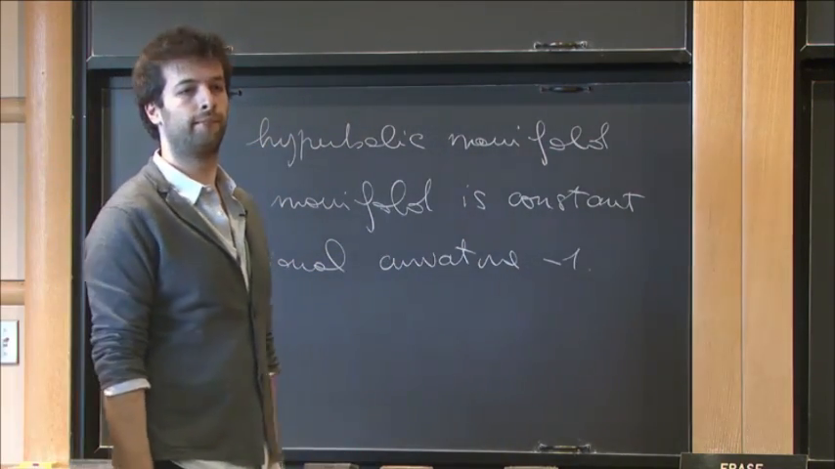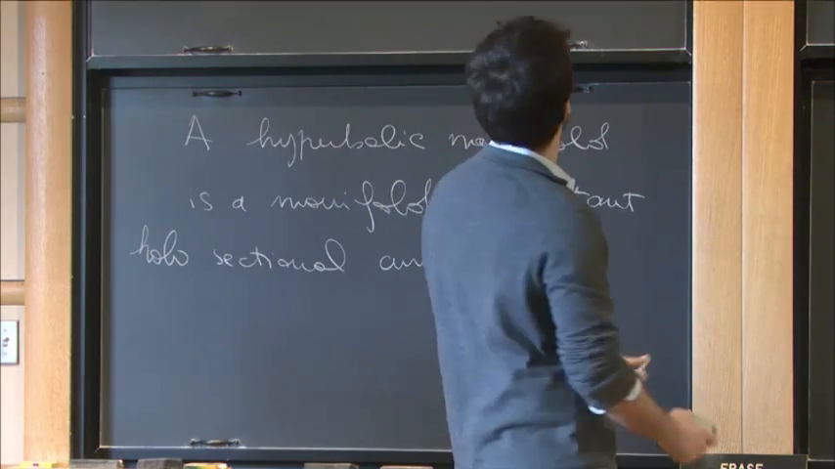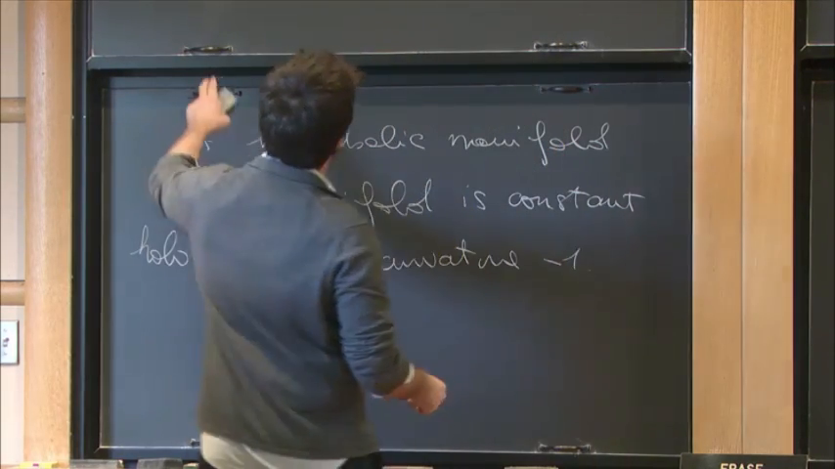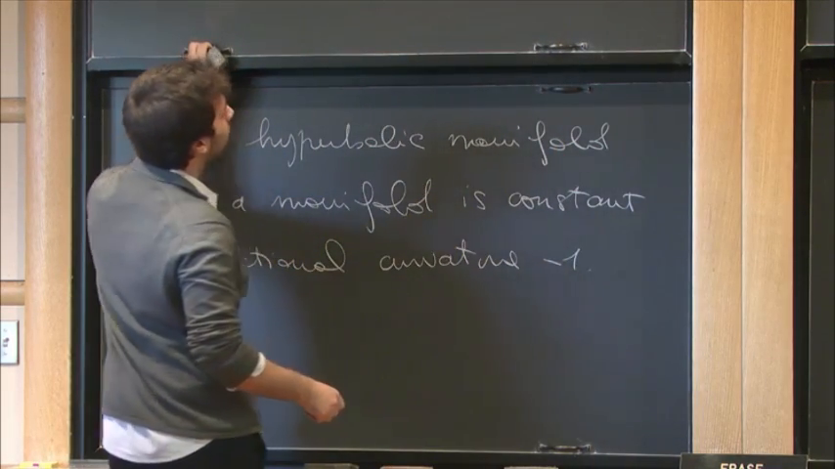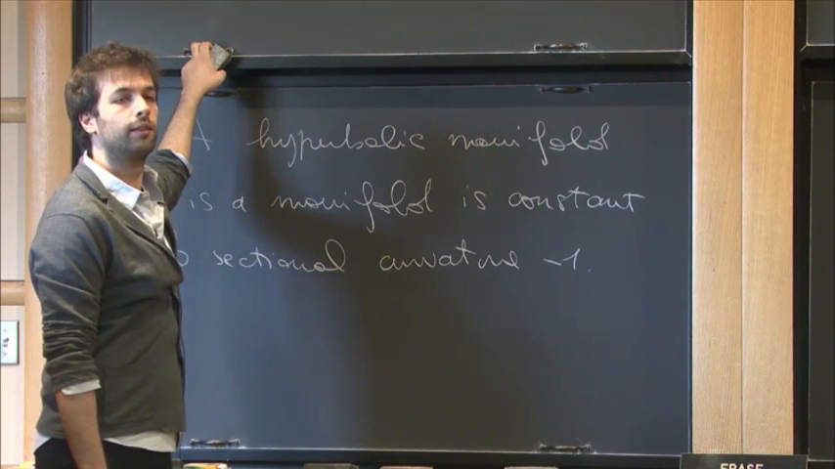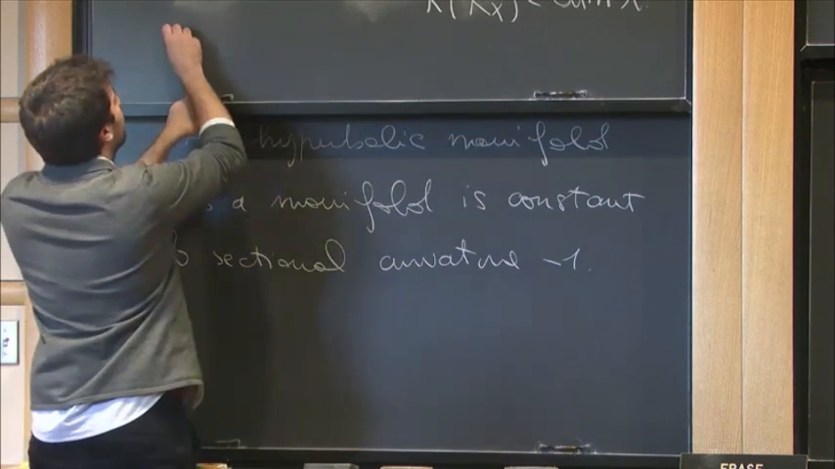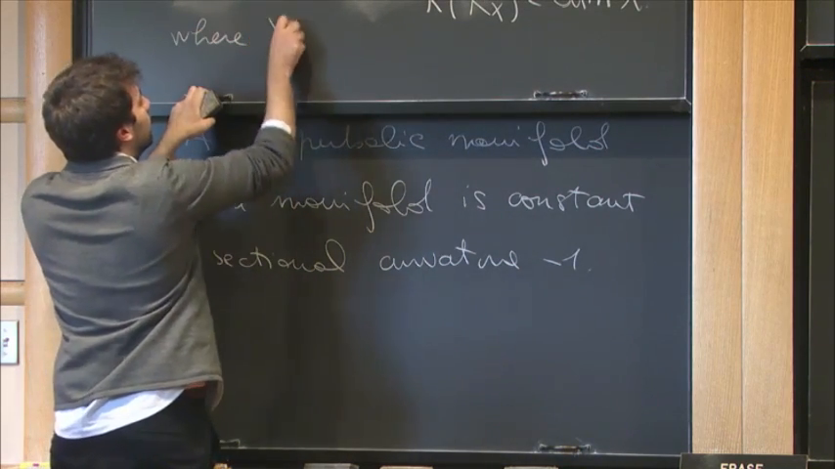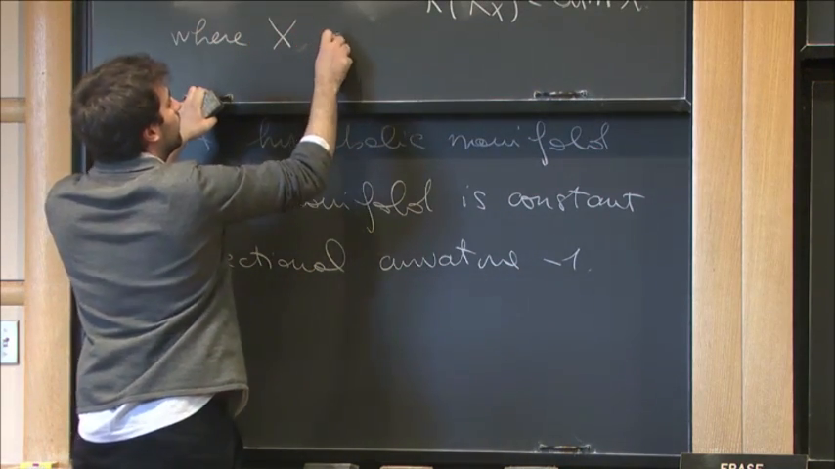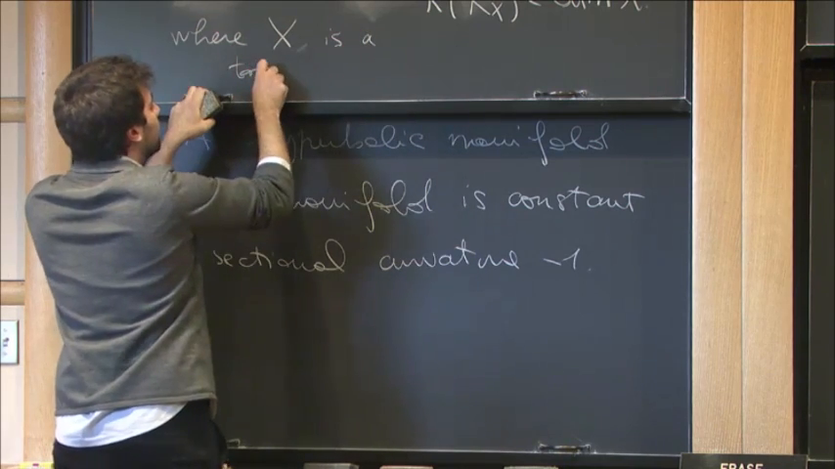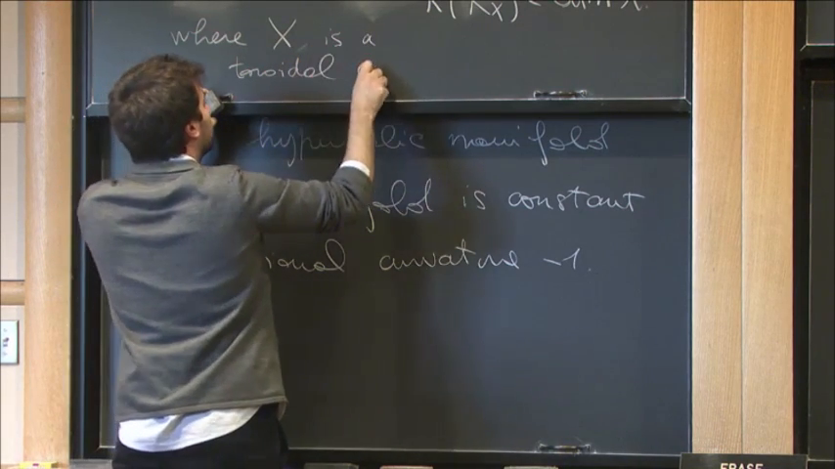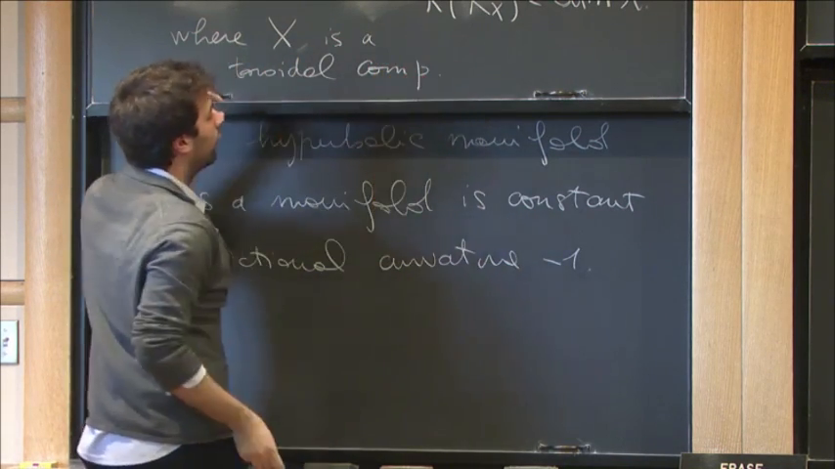Now X is one of the toroidal compactifications. Yeah, exactly. But then Kx will be... Say that again? Kx will be... No. I'll give you an example.